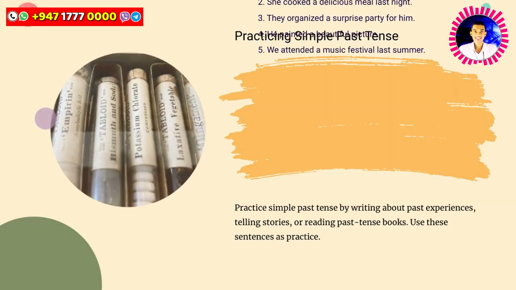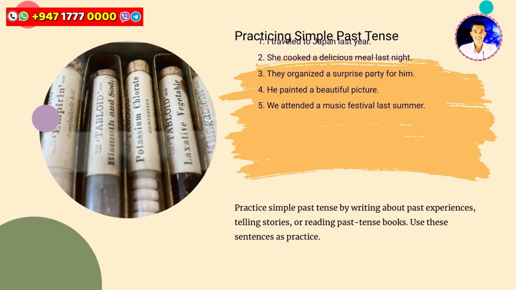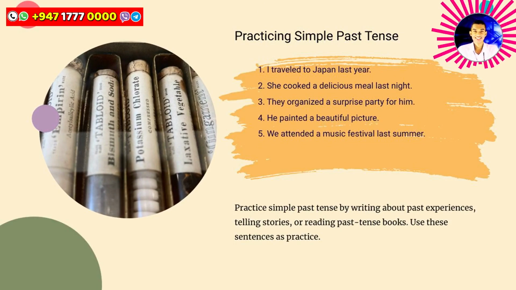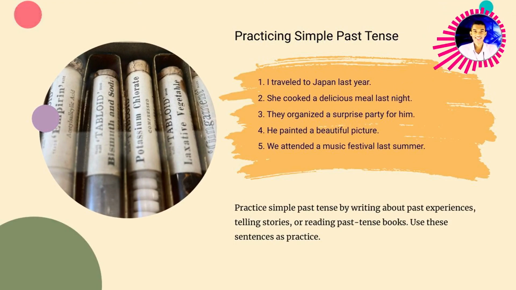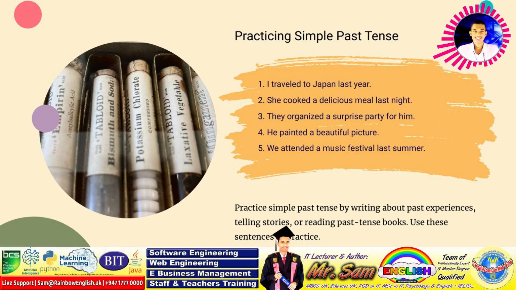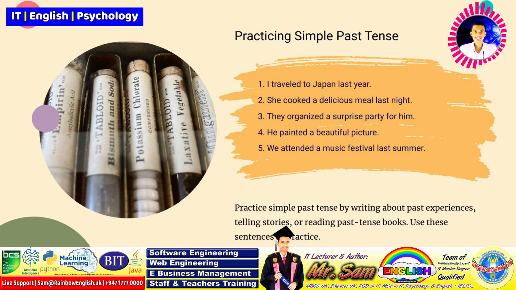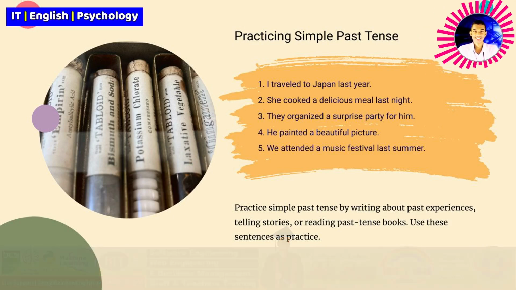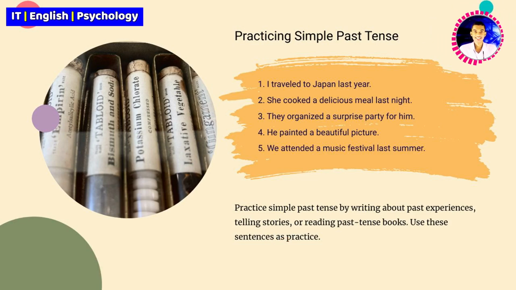Practice is key to mastering the simple past tense. To improve your skills, try writing sentences about your past experiences, telling stories, or describing historical events. You can also read books or articles written in the past tense to see how it's used in context. Practice with a partner by asking and answering questions about past activities. The more you use the simple past tense, the more natural it will become. Let's end this lesson with some practice sentences for you to try on your own.